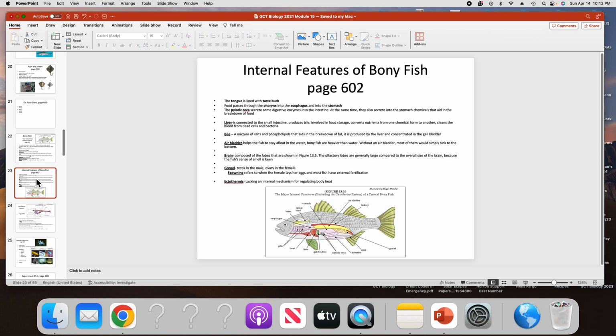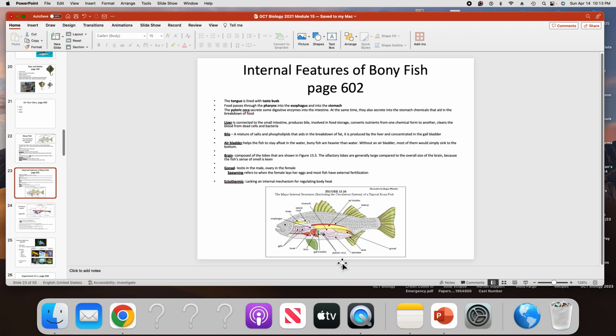Let's look at some of the internal features of the bony fish. First of all, the tongue on the fish is lined with taste buds. So not only do fish taste good to eat, but they actually can taste things themselves. The food passes through the pharynx in the fish, which is actually not in this diagram, and into the esophagus, which is here. So the pharynx would be coming through here, in this gill region, and then it goes into the esophagus and then the stomach.